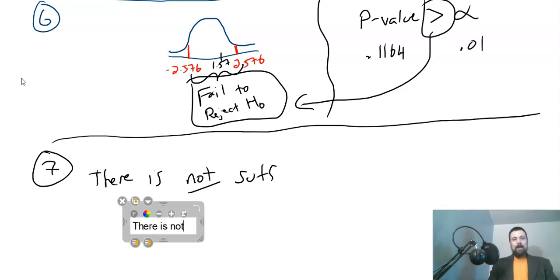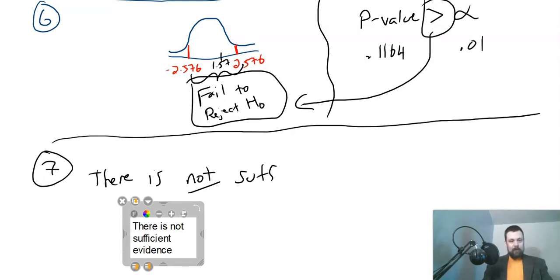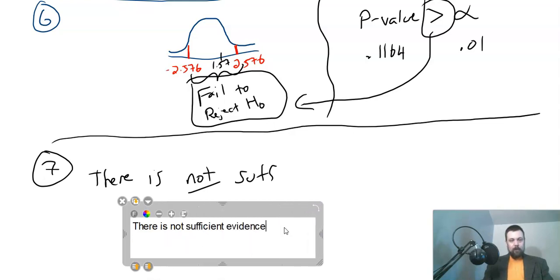There is not sufficient. And I think they put sample evidence, but I think it's just okay to say evidence. There is not sufficient evidence to warrant rejection of the claim. Right? We're failing to reject the claim. We fail to reject the null hypothesis.